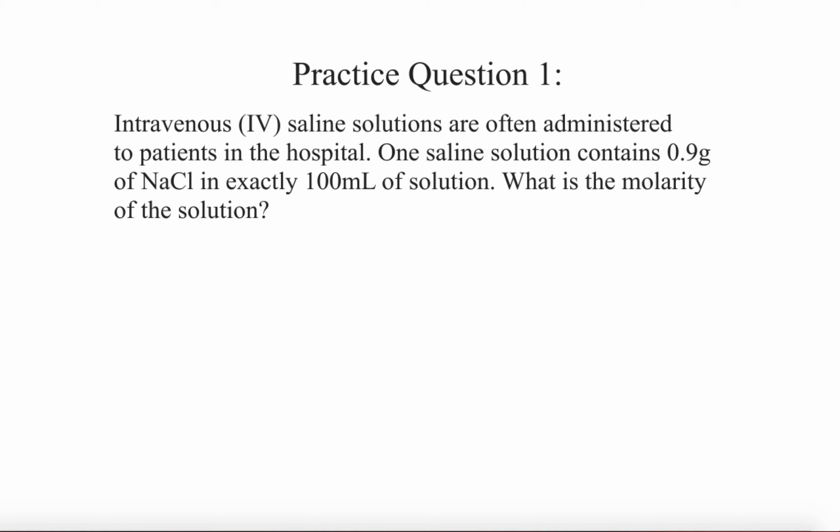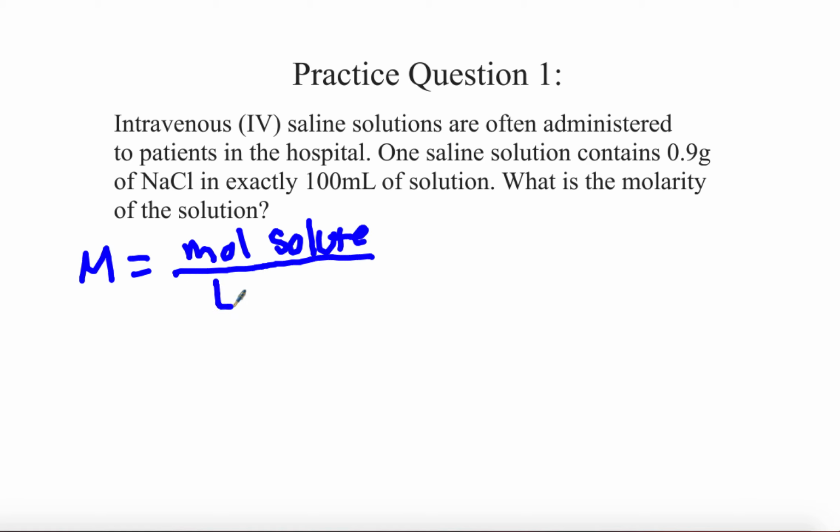Okay, so we're going to take 0.9 grams of salt, dissolve it in 100 milliliters of water, and try to figure out what the strength of it is, or what the molarity is. Given that the molarity, M, is equal to moles of solute divided by liters of solution, we'll need two things. We will need the moles of the solute and we will need the liters of the solution.